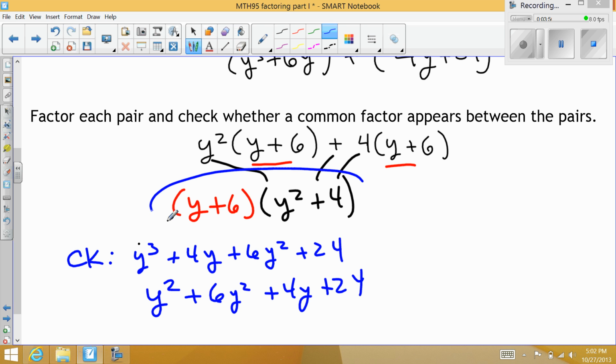And so this is our factored form of the original 4-term polynomial we started with. It's factored because we have something times something else, a binomial times a binomial.